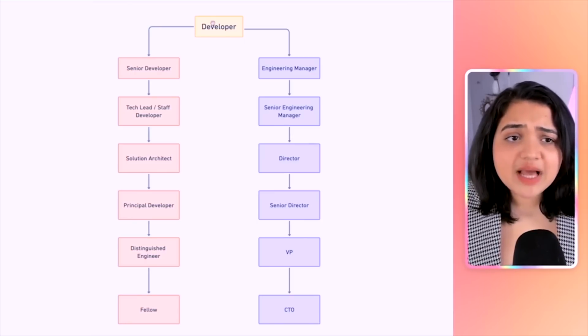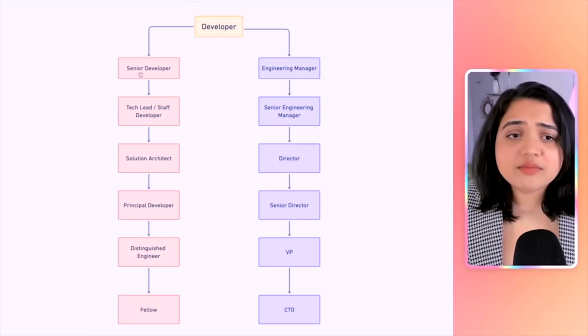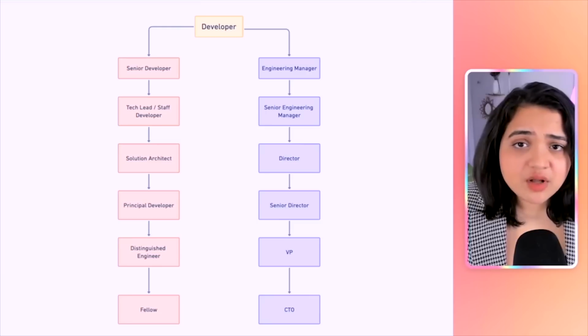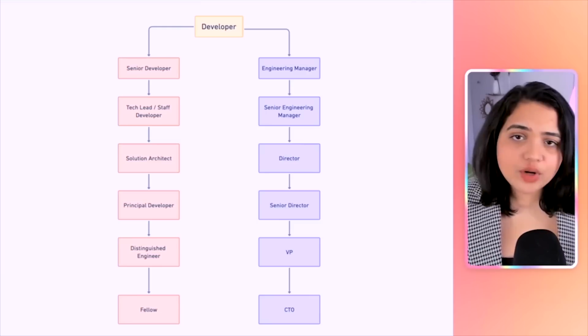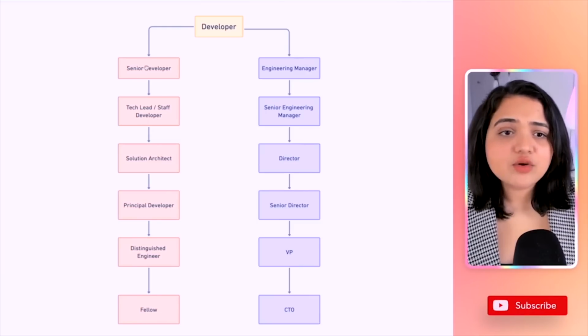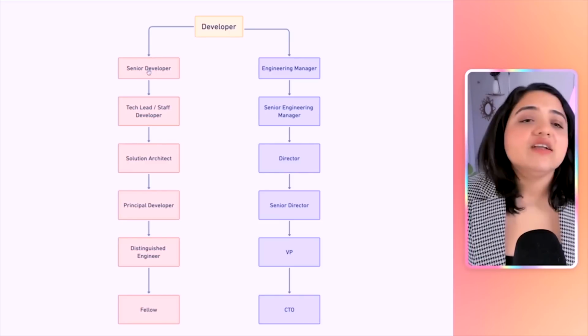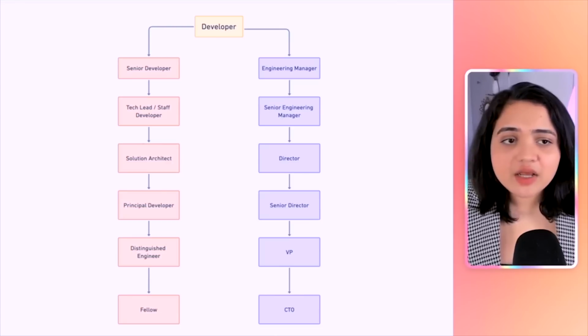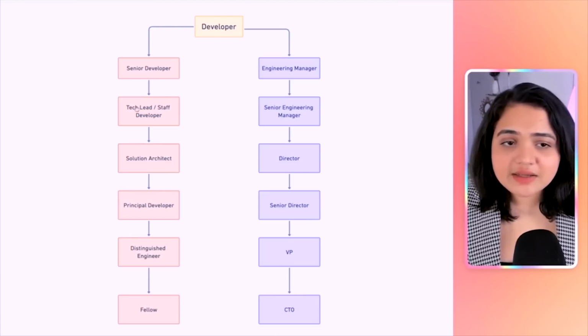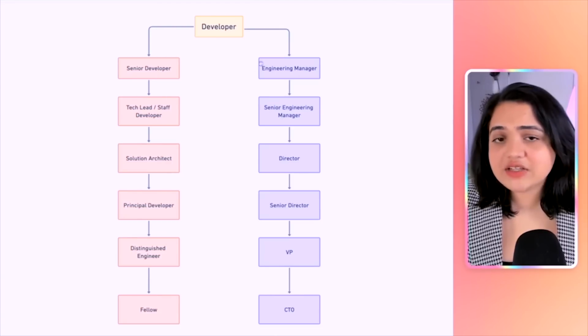So, for example, as a developer, you can first become an entry-level developer, then you move to an intermediate developer, and then you go to a senior developer. But if you are already a senior developer or even a high intermediate, you can become a technical lead, a staff dev, or an engineering manager.